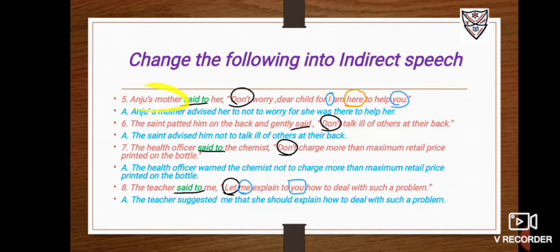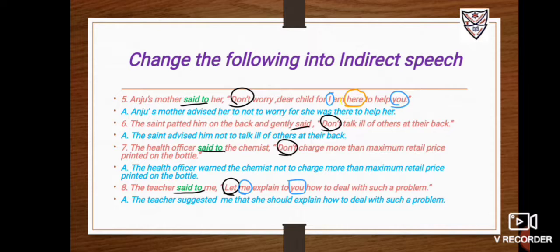First, Anju's mother is the speaker, circle it. Her is the listener, box it. Now inside the inverted commas, the pronoun used over here is I, first person, circle, you, second person, box. Now you change the first person pronoun according to the speaker. So it is Anju's mother, so it is she. And here you change second person according to the listener, that is her, again third person. This is again feminine, so you will use here her.